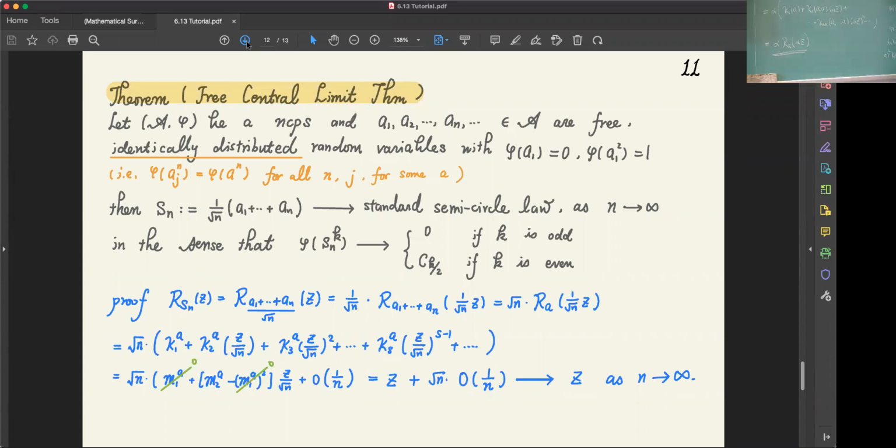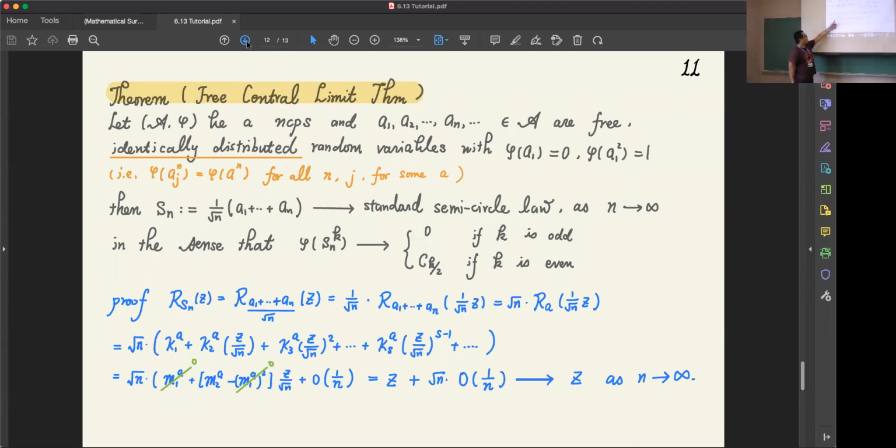If we have this, we pull out 1 over root n, and we replace z by 1 over root n times z. Now, since they are free independent, it will be a sum of R of A1 plus R of A2 up to R of An. Each of them has the same distribution, so all of them are just R of A, but we repeat n times. So now we have n times 1 over root n, and we get root n here. Now we expand R of A by a power series, and then we can observe here.